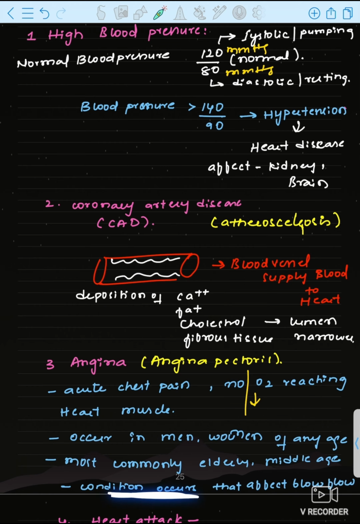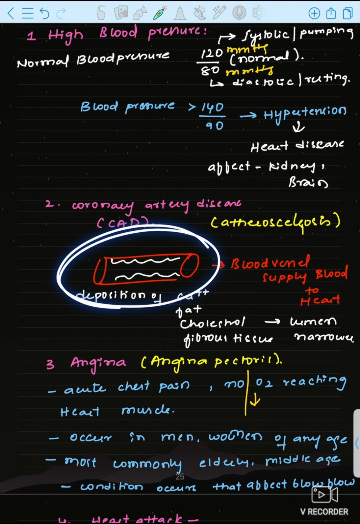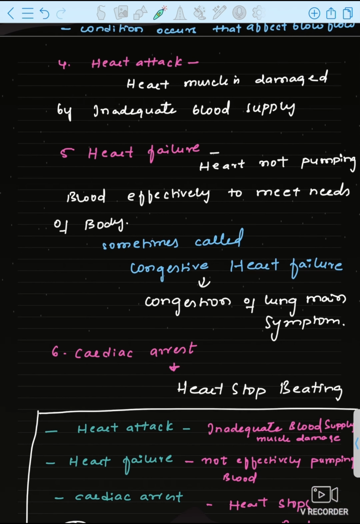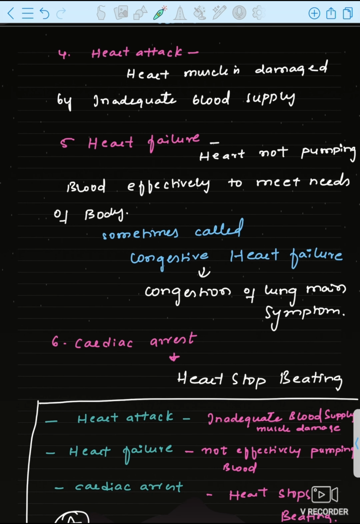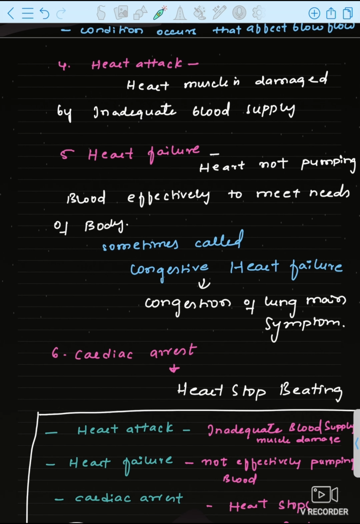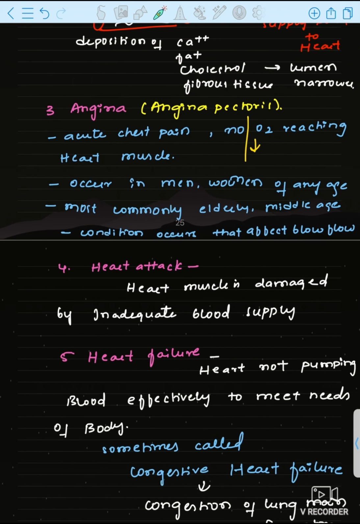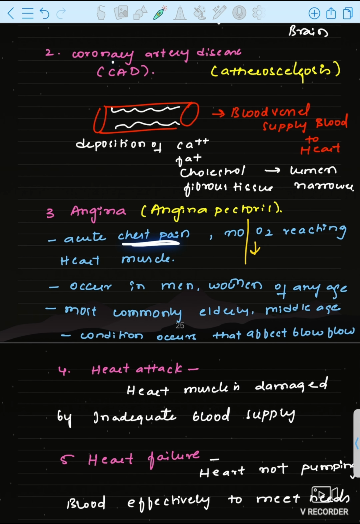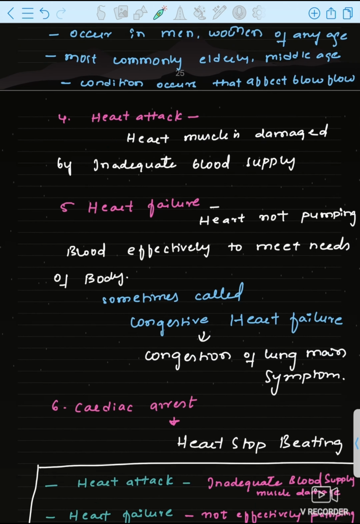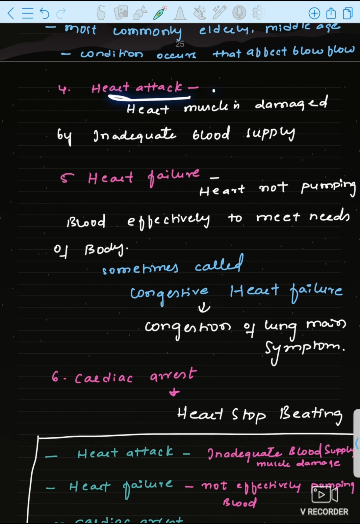Okay. Condition occurs that affect the blood flow. Blood flow complication is occurring. That is why O2 is not reaching to the heart muscle and acute chest pain is occurring. Okay. These are the common terms where you get confused, but today I will make it clear. Angina, we told, oxygen supply is lesser, and that is why chest pain will occur. Coronary artery disease is due to narrowing of the vessel, due to deposition of these components, blood supply is decreased to the heart, no.